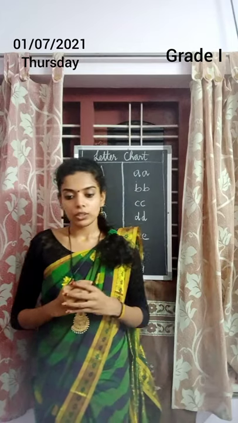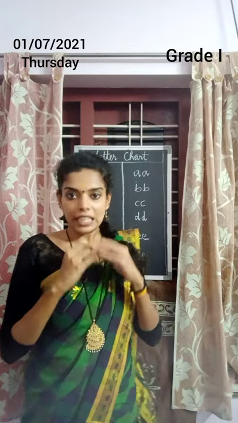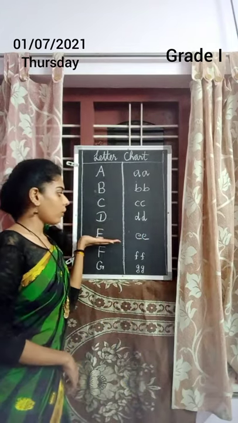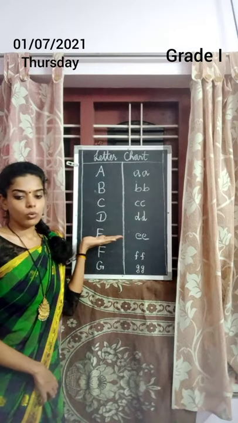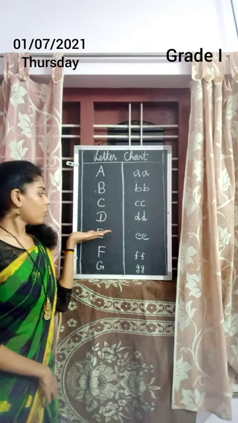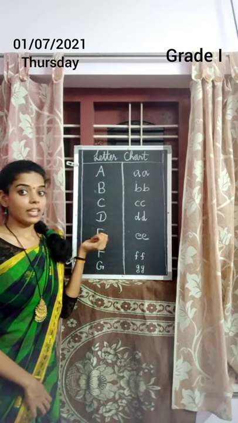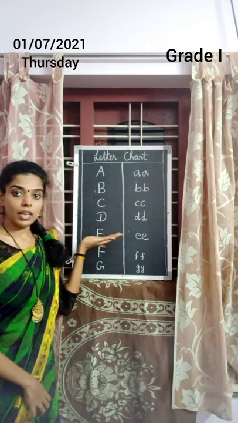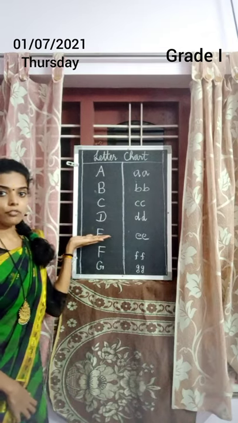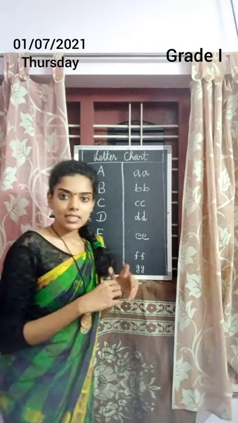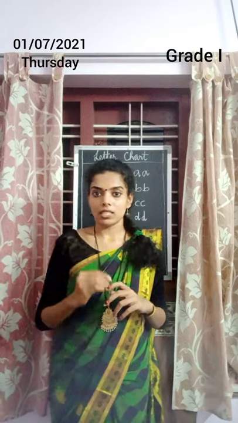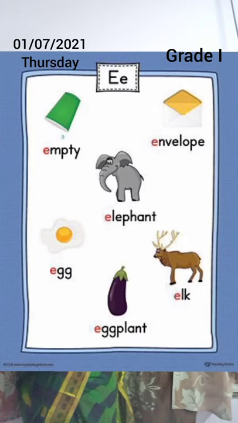So, the fifth one is E. What's the sound of E? It's not E, it's A. So, the sound of E is A. The examples are elephant.